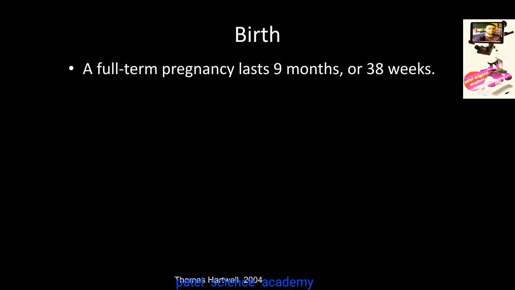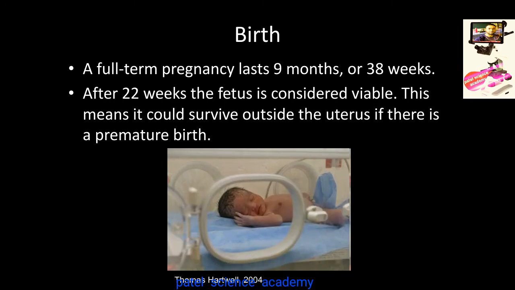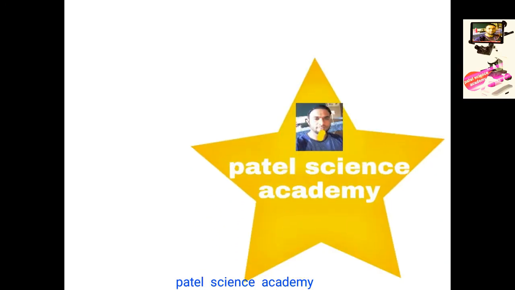So for the birth, a full term pregnancy lasts 9 months or 38 weeks, and after 22 weeks the fetus is considered viable, and this means it could survive outside the uterus if there is a premature birth, you can see here. So this is about this lecture.